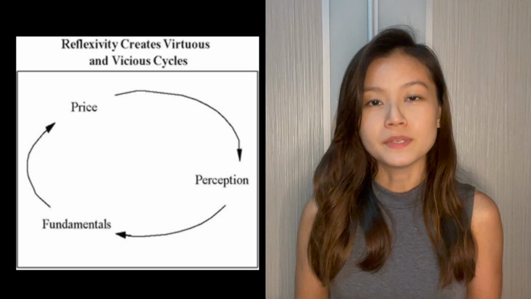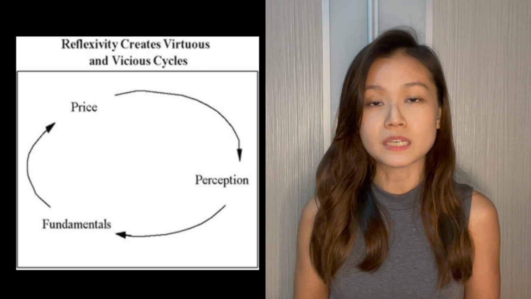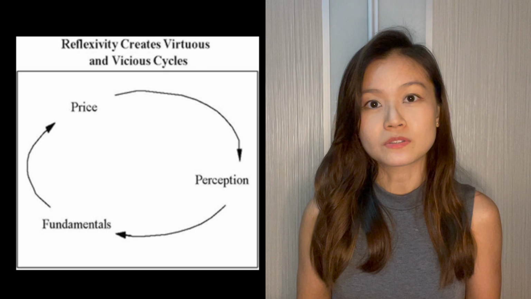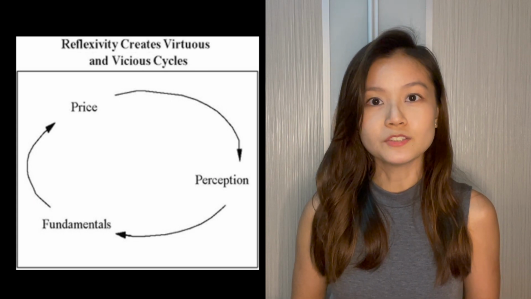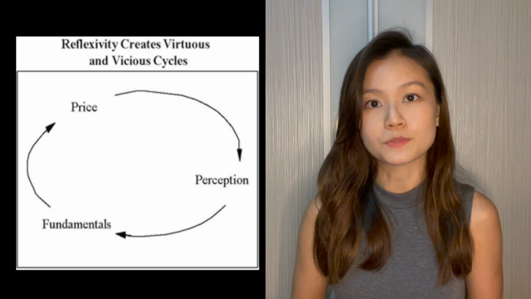markets? So reflexivity theory in economics basically says that there's a feedback loop in which investors' sentiments and perception can drive the fundamentals of the company. This will in turn drive the stock price up or down and then affect investor sentiments and perception once again. And this will be like a cycle that keeps on repeating.